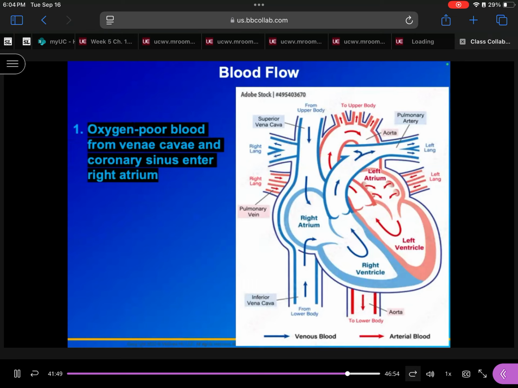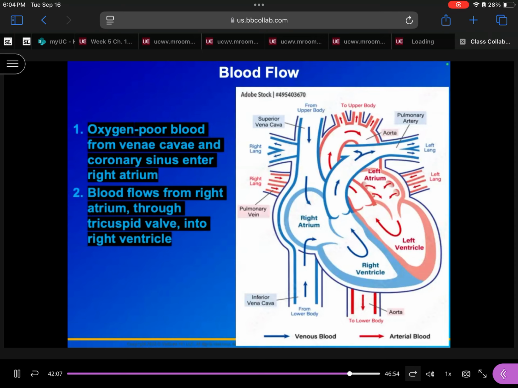I also color coordinated it, talking about the oxygen poor blood versus oxygen rich. So oxygen poor is in blue. So we have oxygen poor blood coming from the superior and inferior vena cava, as well as the coronary sinus, entering the right atrium. I don't have those drawn on here, but I'll give you almost this exact same paper on Friday, and you can even draw them in if you want.